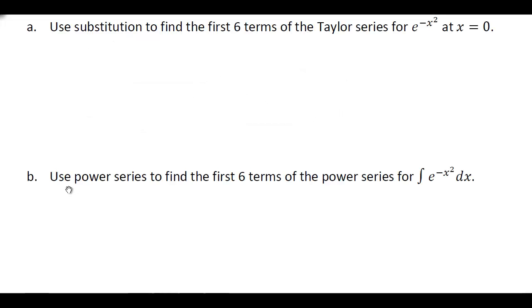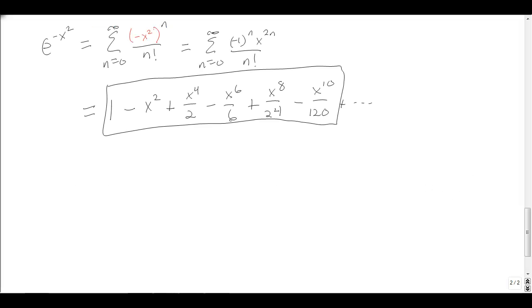And then what I'm going to do is use the previous series to find the first 6 terms of the power series for the antiderivative of e to the negative x squared dx. So note, there's no nice way to find an antiderivative of e to the negative x squared, but we can find a power series for it. So what I'm going to get is an antiderivative of e to the negative x squared dx.